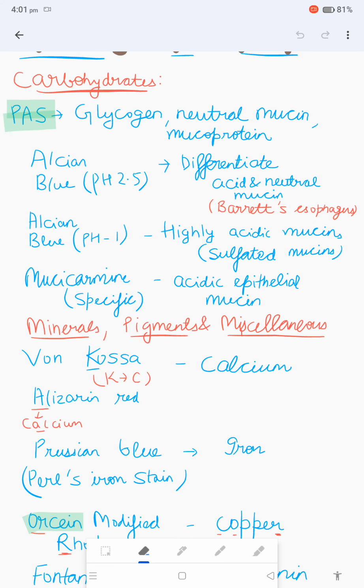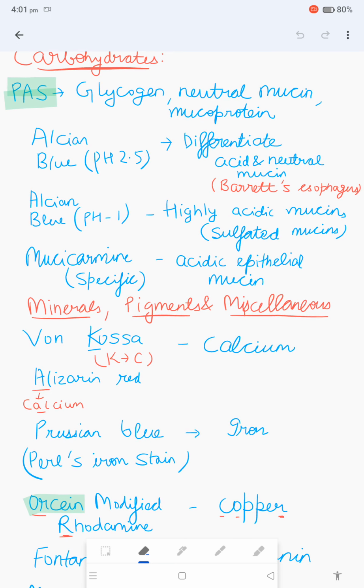Then Alcian blue at pH 1. At pH 1 it will be very acidic, so it is used for highly acidic mucins or sulfated mucins. Then there is mucicarmine. Mucicarmine is a specific stain and it is used for acidic epithelial mucin.